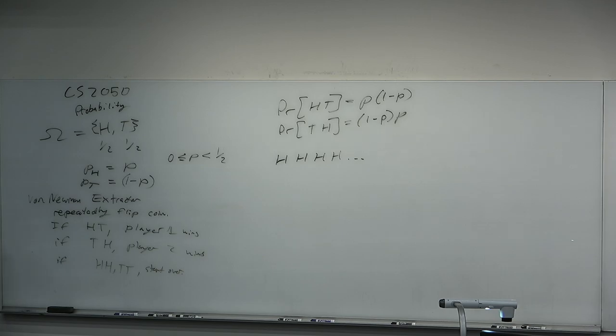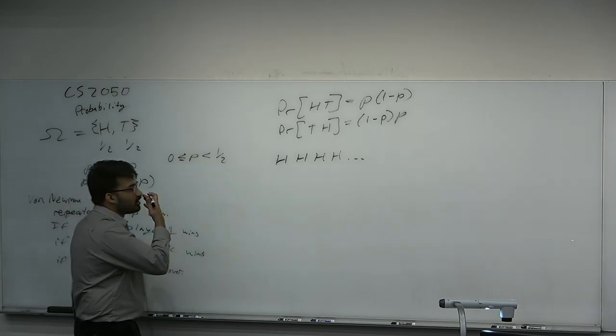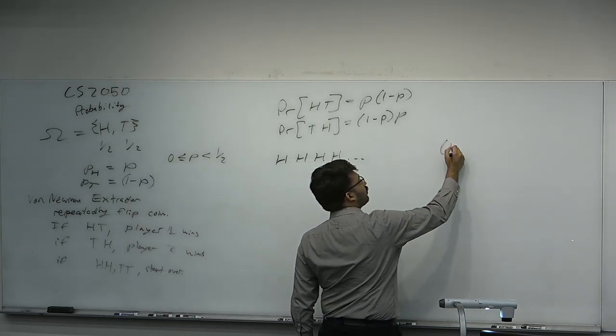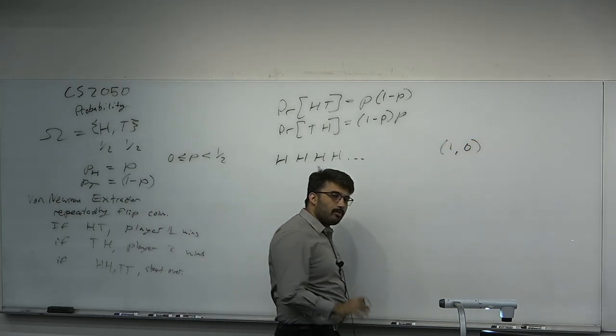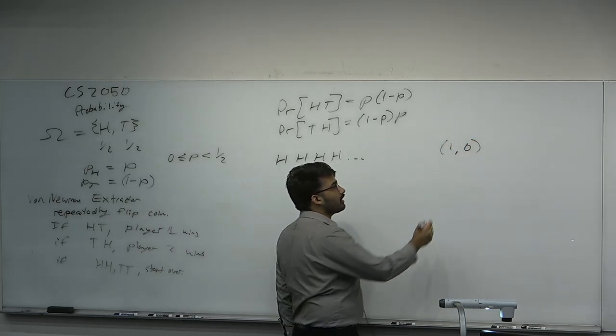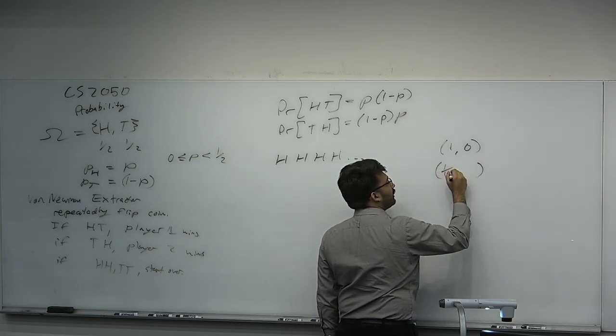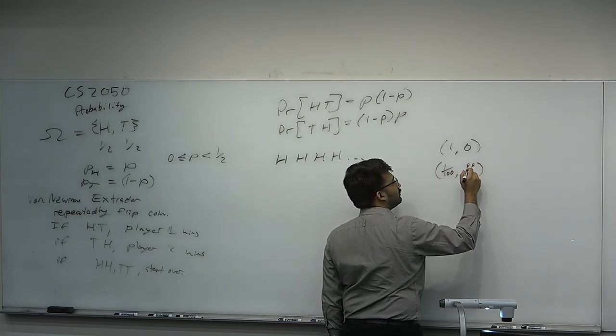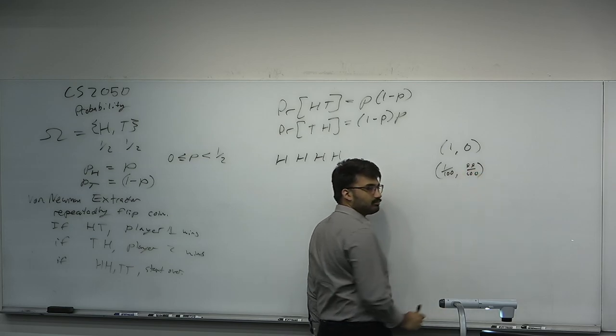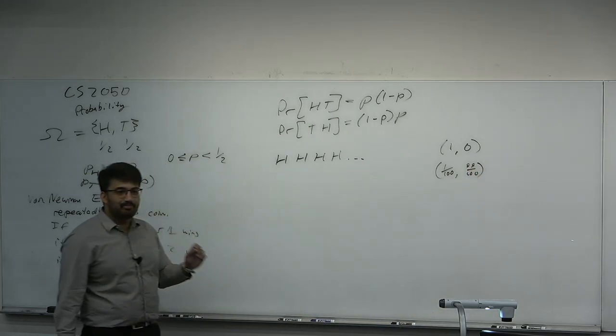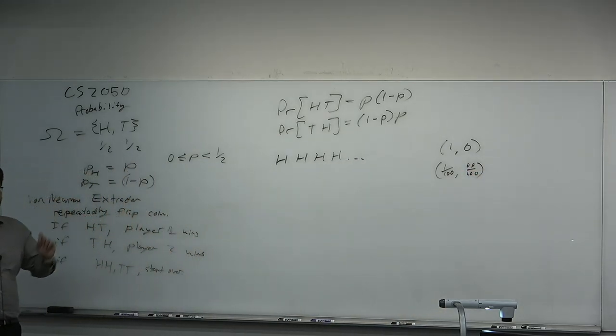pure randomness, right? Let's suppose the probabilities were 1 and 0, right? Well, let's say the probabilities were very small. Let's say they were like, I don't know, 1 over 100 and 99 over 100. Right? Very, very biased, but importantly, not deterministic. Let's say they were very, very small odds of getting a heads, but never zero.